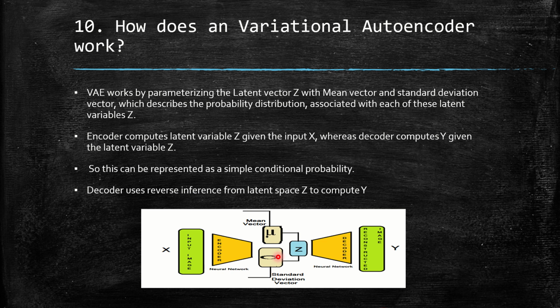The encoder will compute the latent variable z for the given input x, whereas the decoder will compute y for the given latent variable z. Remember it, the encoder will compute z, at the same time the decoder computes y for the given latent variable z. We have represented it in a very simple way here. I have got x as the input, y as the output, the encoder playing the role here and generating z, and the decoder generating the final output. The decoder uses reverse inference from the latent space z to compute y. This is how you can explain a variational autoencoder in a very simple manner.